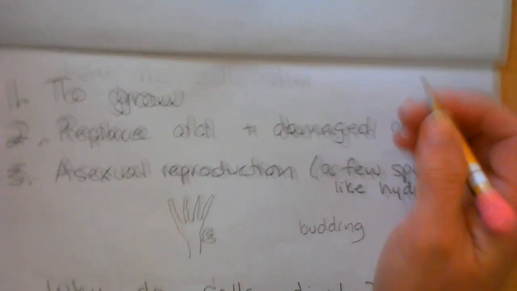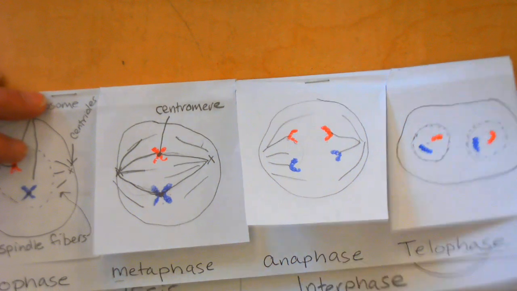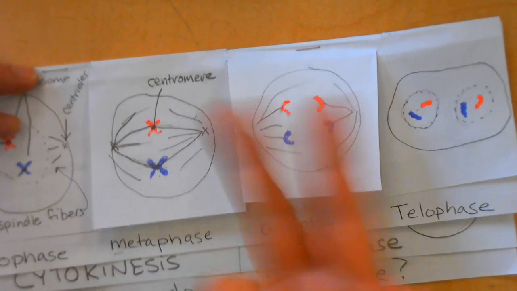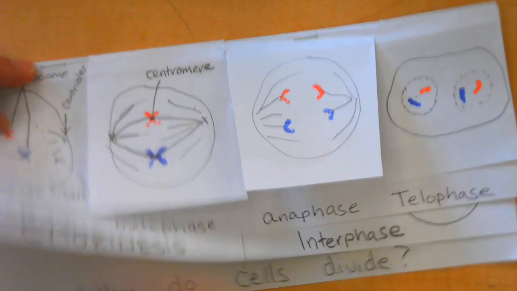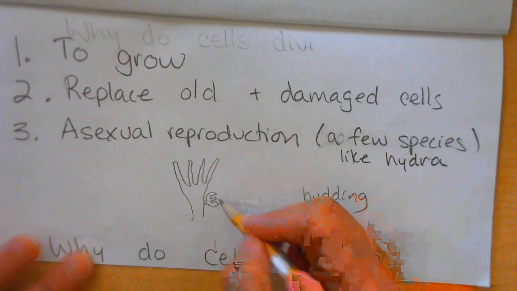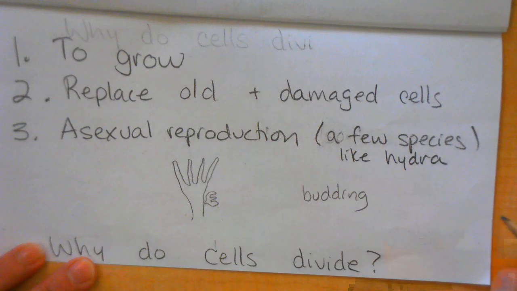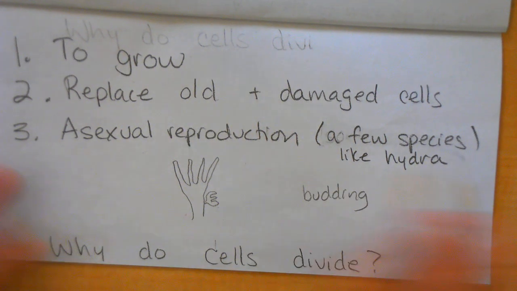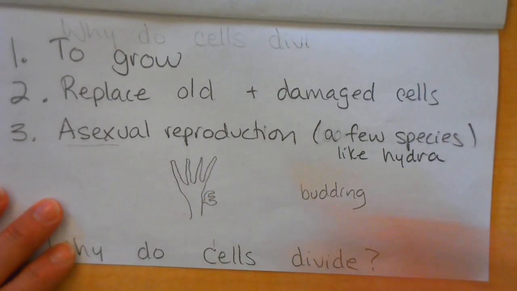So they use this process of cell division because this process makes two cells that are totally identical to the original cell. And that's what's going on right here. And when it gets big enough, it drops off and becomes a whole new hydra. So occasionally, asexual reproduction is the reason.